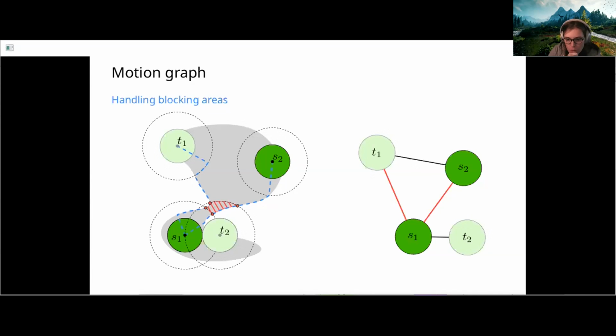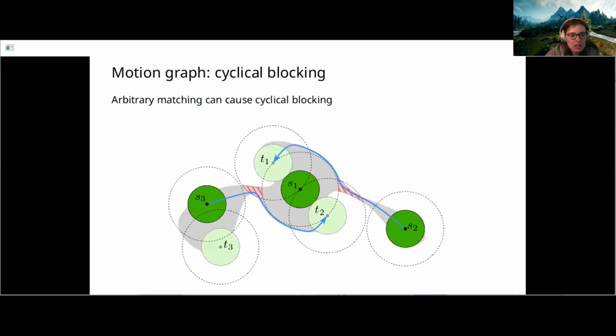Okay, so now what we would do is we're going to try to match starting positions to target positions and hope that we can successfully navigate them. And if something bad happens, like there is a blocking, then we're going to try to move away the robots from the blocking area so that others can pass. But unfortunately, if we just simply arbitrarily choose pairing between starting and target locations, we can get cyclical blocking.